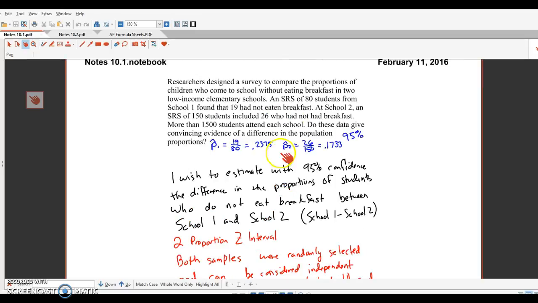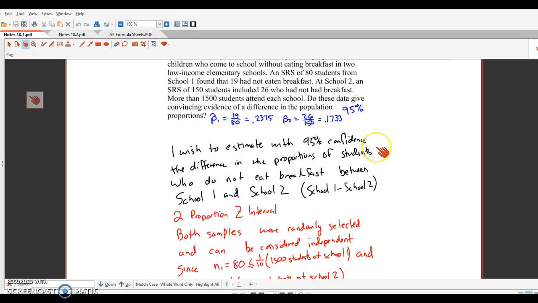Okay, another example, comparing the proportions of children who come to school without eating breakfast in 2 different low-income elementary schools. 80 students from school 1 were surveyed and 19 had not eaten breakfast. At school 2, 150 students were surveyed, 26 did not eat breakfast. Do the data give convincing evidence that there's a difference in the population? So we're going to do a confidence interval for the difference in proportions here. Notice confidence level is not given. We just fall back to 95% as our default.